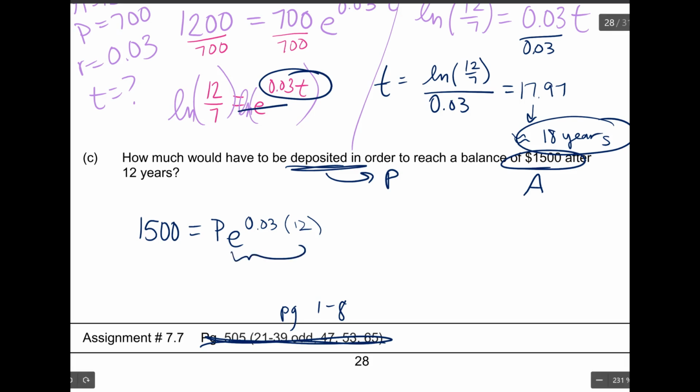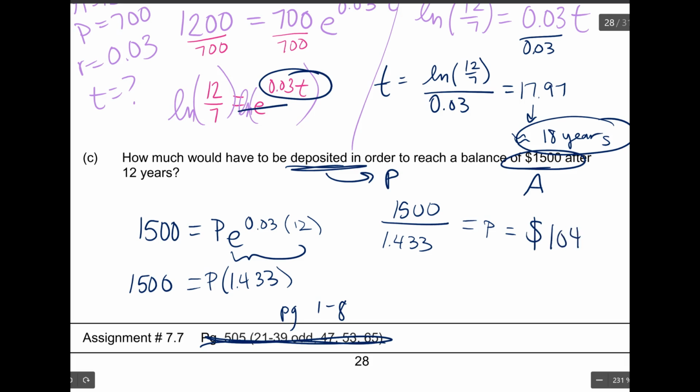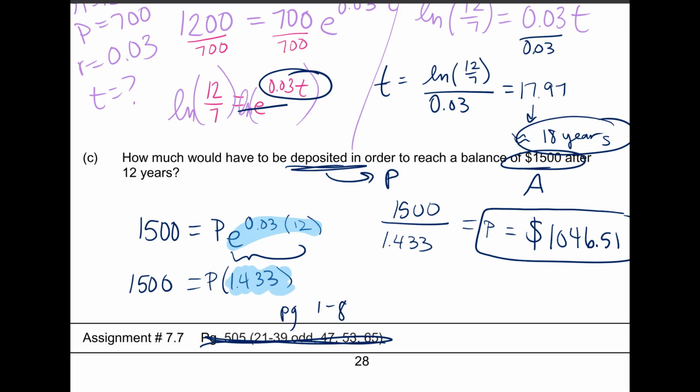So this portion right here, if you plug it into your calculator, 1.433 times P is equal to 1500. So you just divide both sides by 1.433. And you'd see that you would have had to start out with $1,046.51. So if I put in e to the 0.03 times 12, that's what this is right here. Oh, okay. So once you multiply it's gone. Yeah, because it's a number. It's just 2.7, blah, blah, blah. Cool.